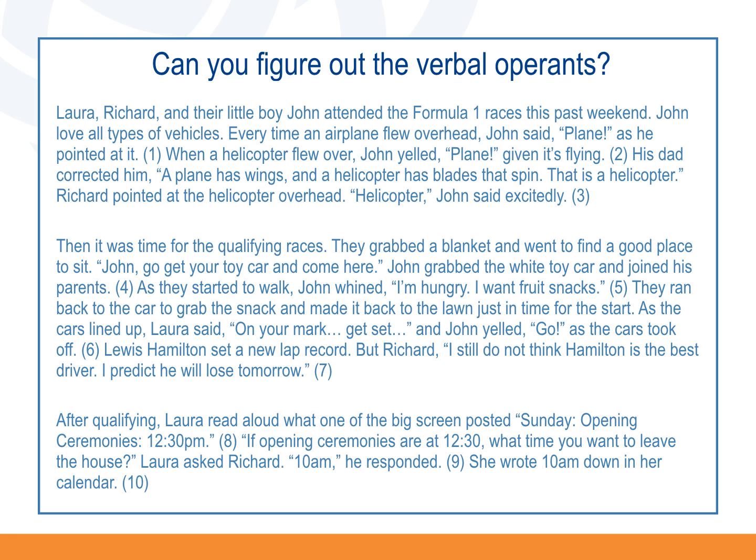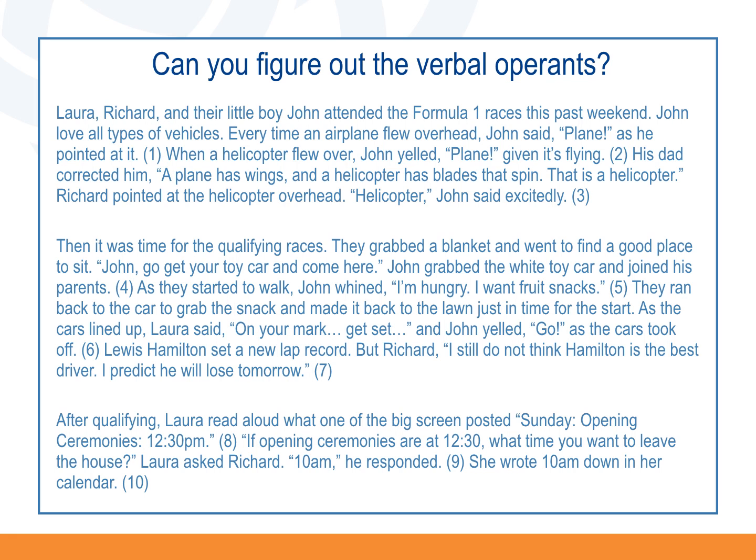So let's do a little bit of a quiz. Can you figure out what verbal operants are happening in this everyday example? Let's go through it. Laura, Richard, and their little boy John attended the Formula One races this past weekend. John loved all types of vehicles. Every time an airplane flew overhead, John said plane as he pointed at it. What type of operant is that? It would be a generic tact, because even if he had never seen that particular airplane yet, he was able to still know it was an airplane, so it would be a generic extension.